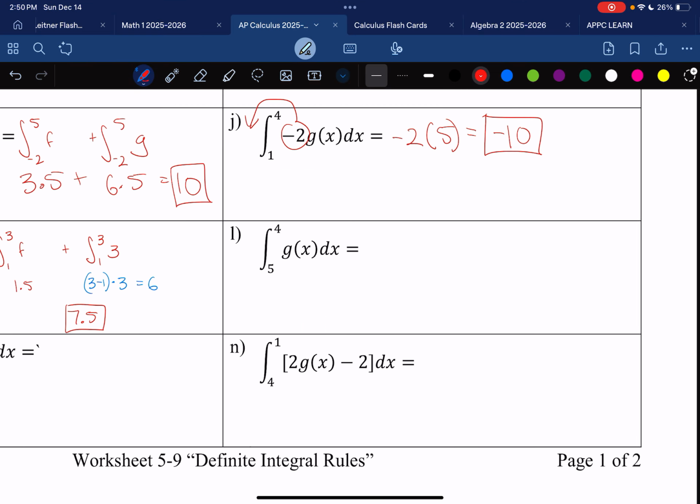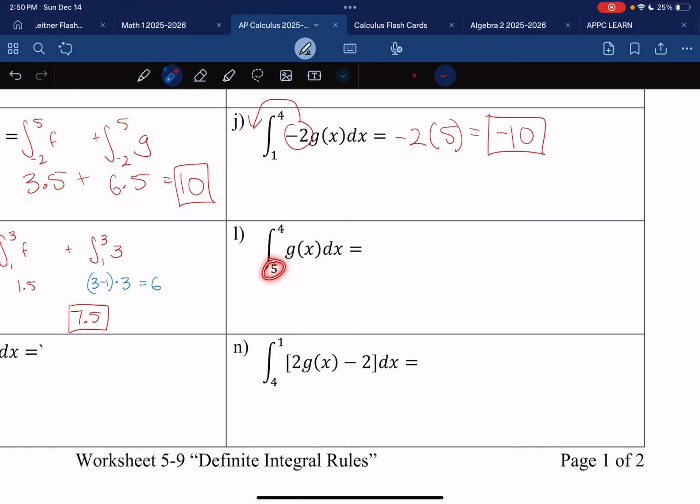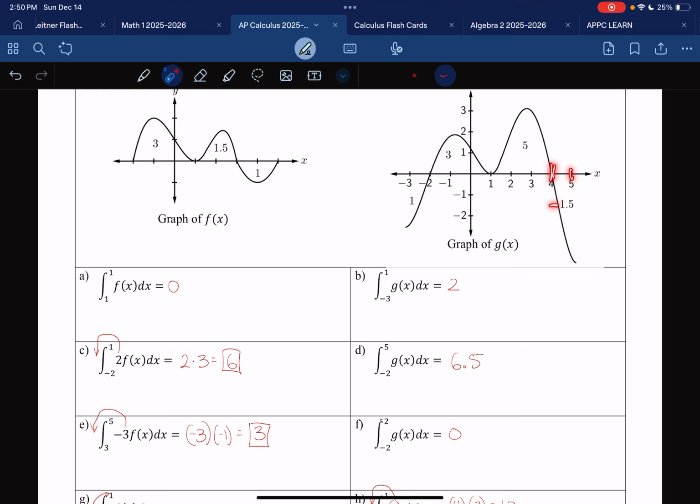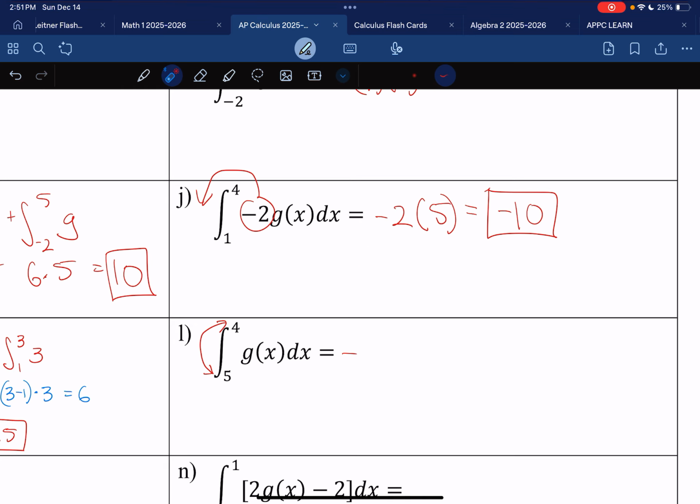Nice. What about L? Ooh, backwards from 5 to 4. So really these should be backwards. So I'm going to go ahead and write a note. Those need to be swapped, which means my answer is negative whatever it normally would have been, between 4 and 5. So what do we have? Between 4 and 5 is normally a negative 1.5. So it's normally negative 1.5, but a double negative means it's a positive 1.5.